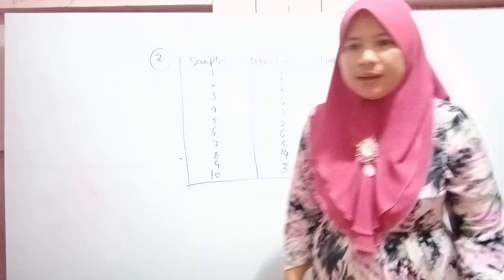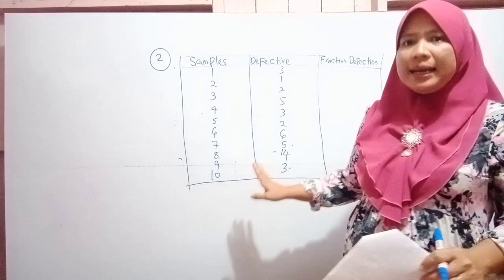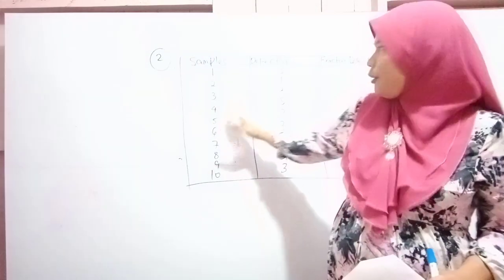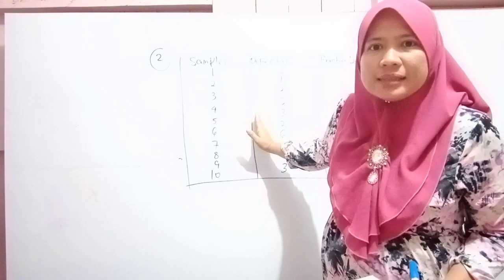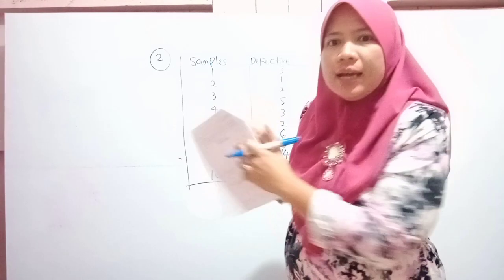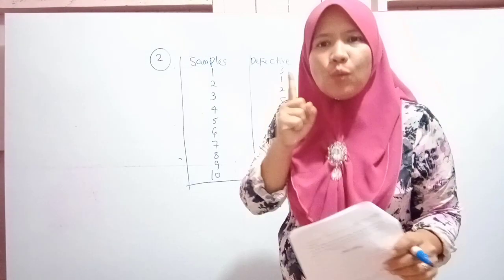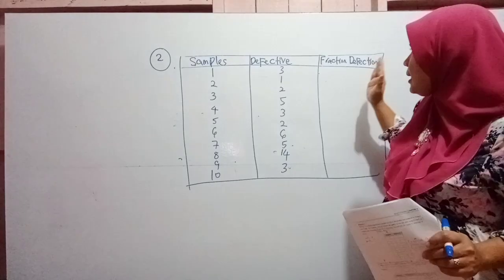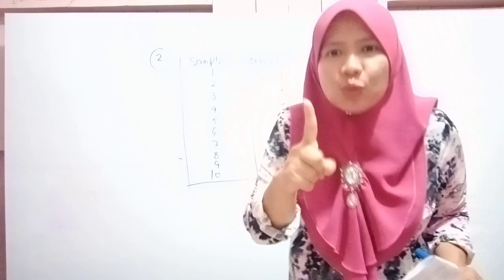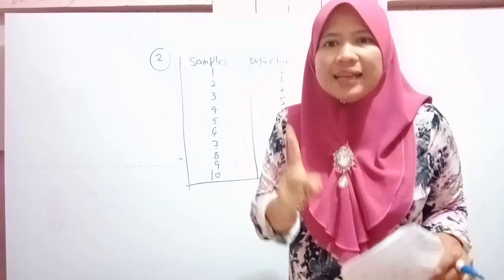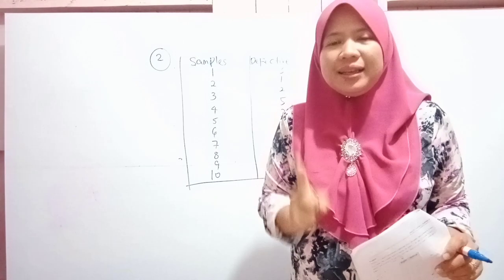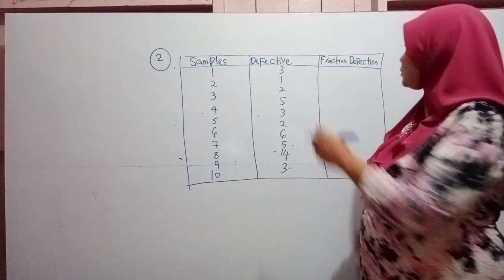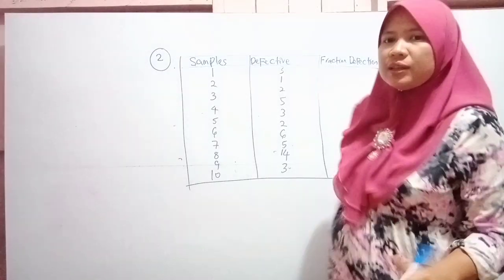Okay, nampak tak? You kena salin balik table. Copy back the table. Okay. Sample and also defective. Kan? Sebiji sama you copy yang ni. Okay. And then you need to add one column at the right side. Okay. Sebelah defective ni, you kena salin, tambah satu lagi table untuk fraction defection. Nak cari fraction defection. Okay, this one class. Nak cari fraction defection.